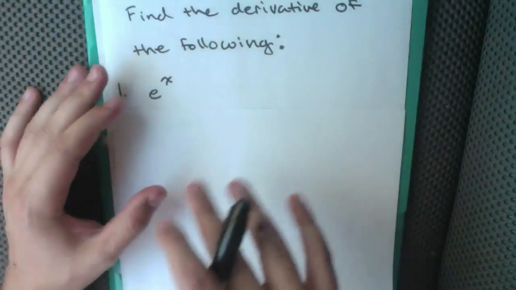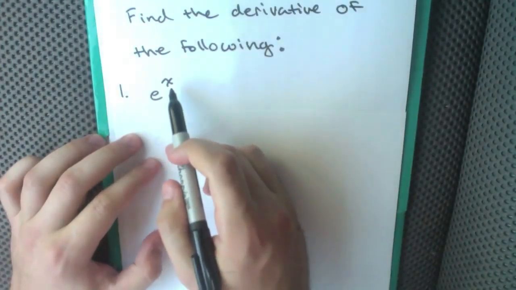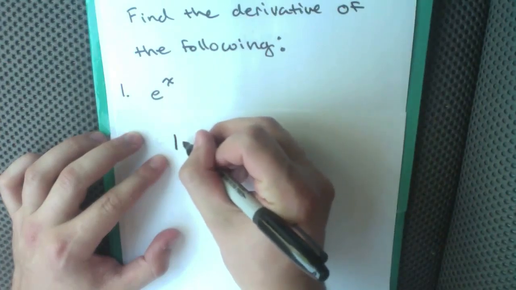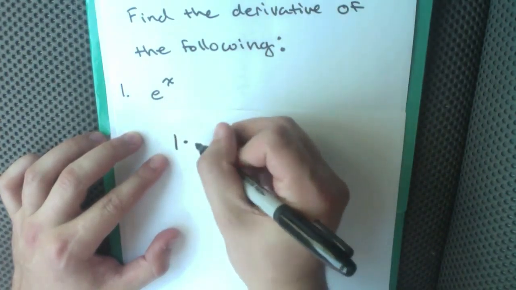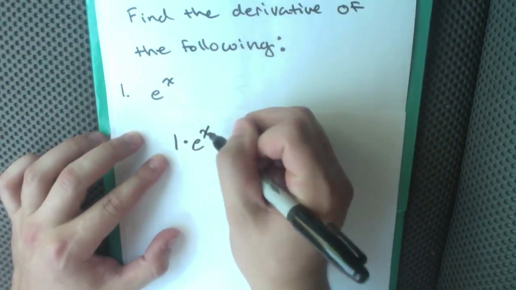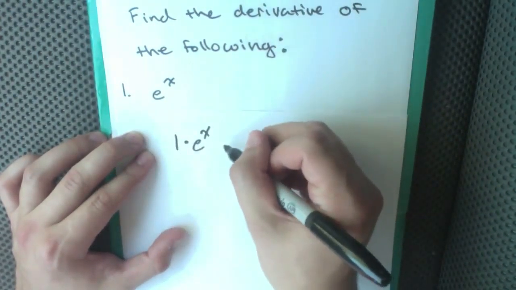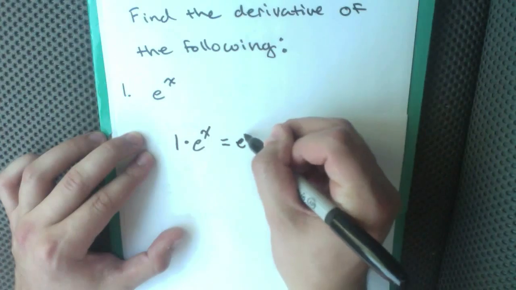So just like the definition says, we're going to take the derivative of this g of x, which is just x, and the derivative of that is 1. We're going to multiply it by our original function, which is just e to the x. So the derivative of e to the x is simply equal to e to the x.